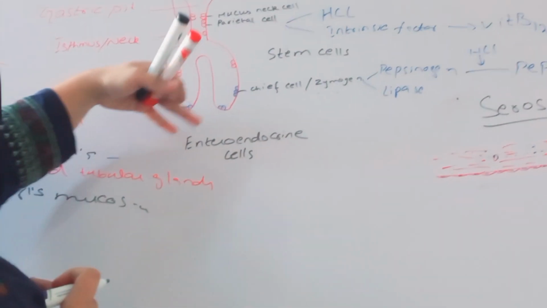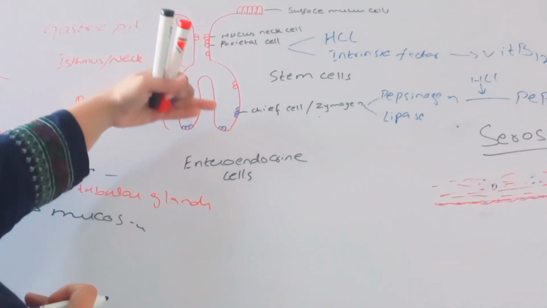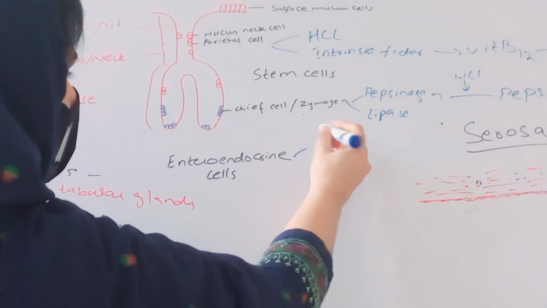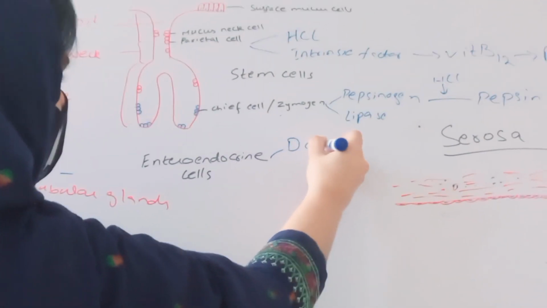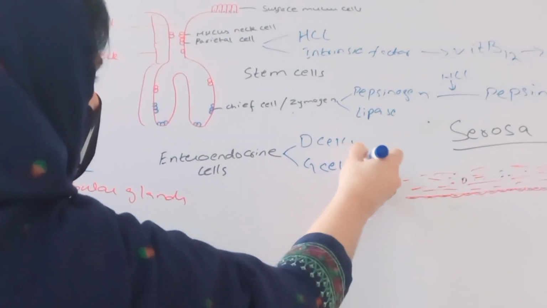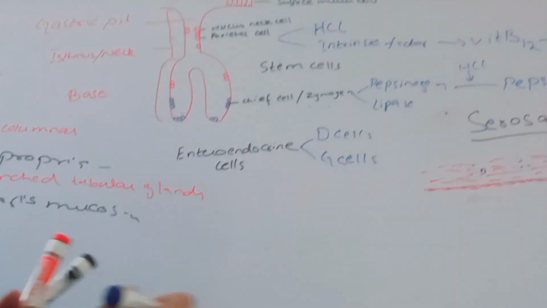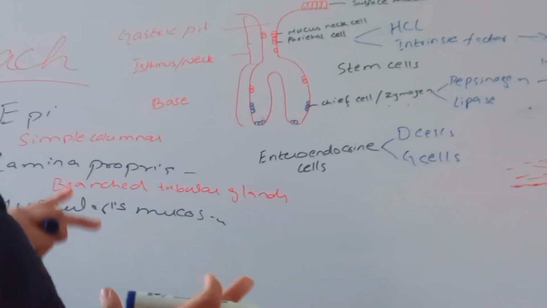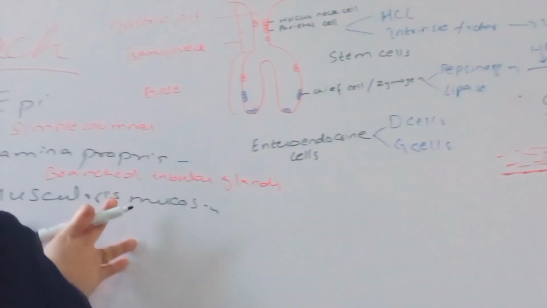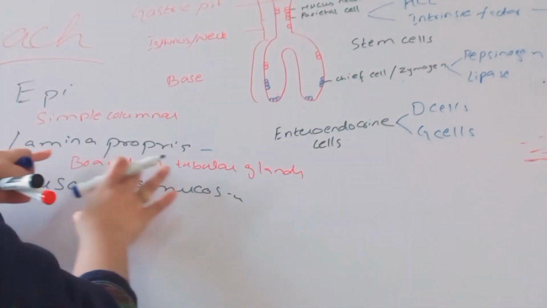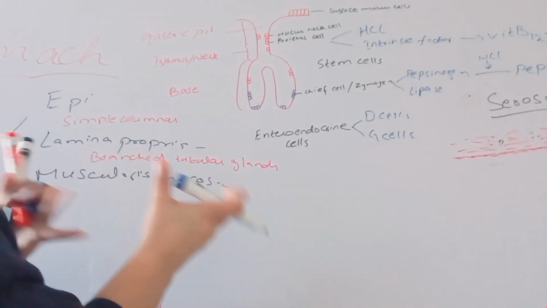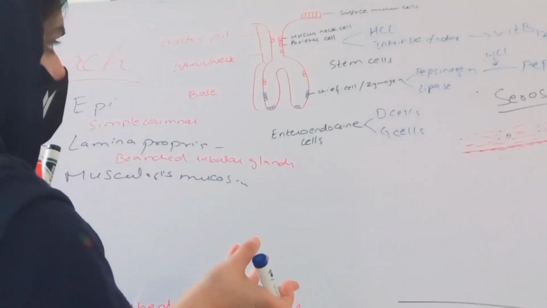Then we have a lot of enteroendocrine cells. These are also present in the base, and these have other cell types also. For example, D cells, which form the somatostatin, and the G cells, which form the gastrin, which is important for the gastric motility. So this was about the mucosa. And again, in the lamina propria we have the branched tubular glands, and in the muscularis mucosae we have 1 or 2 layers of smooth muscle fibers.